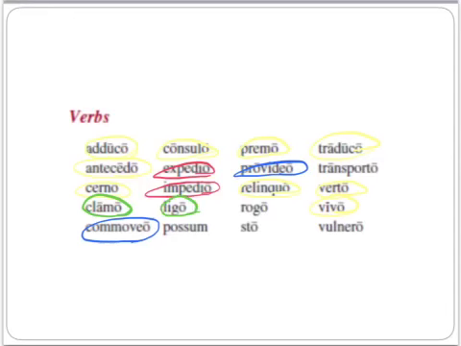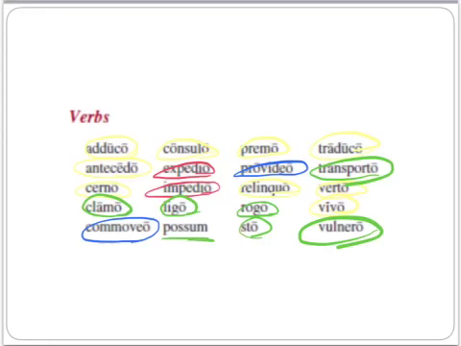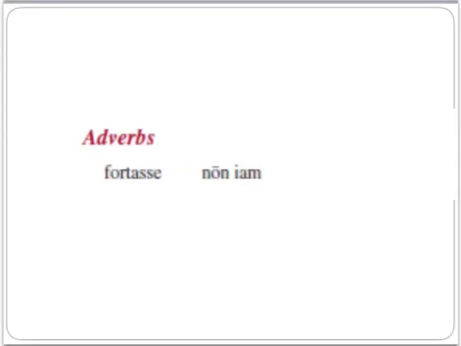Clamo's first. Ligo's first. Rogo's first. Sto is first, even though the third principal part is steti, which is irregular. It's still first. Transporto's first from porto, and vulnero is first. Notice I left out possum, that's irregular. And then lastly, some adverbs. Fortasse, perhaps, and non iam, no longer.